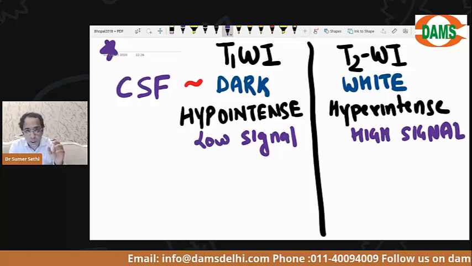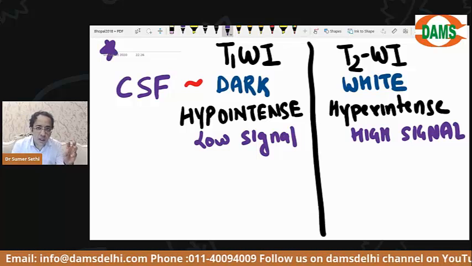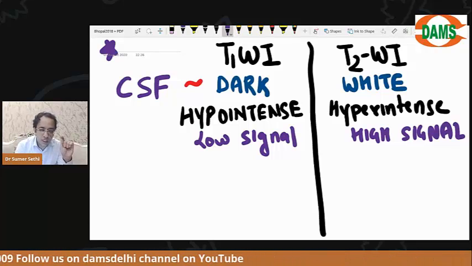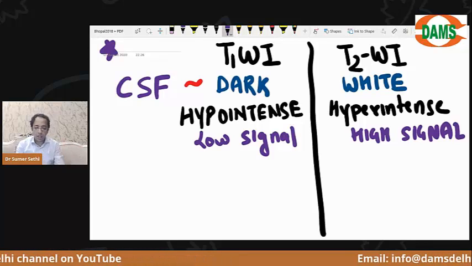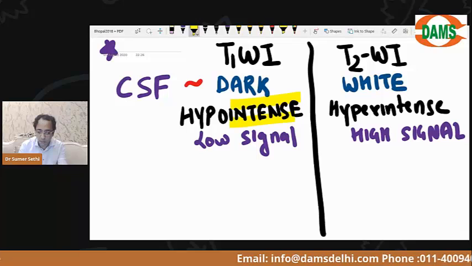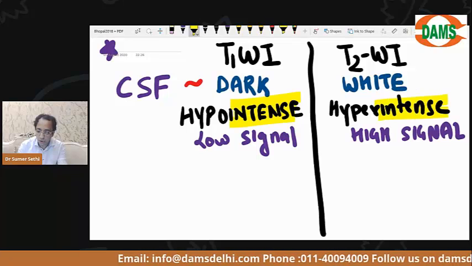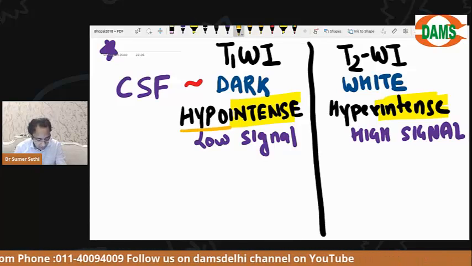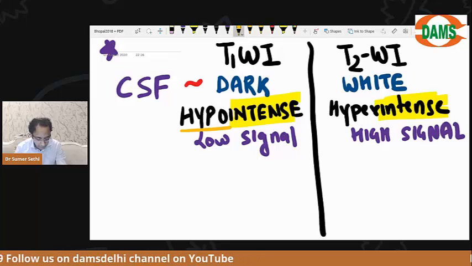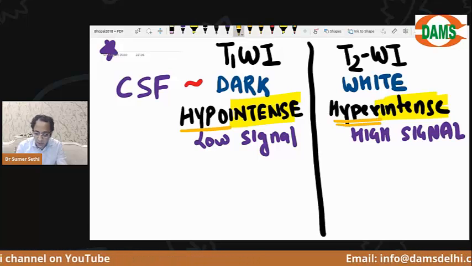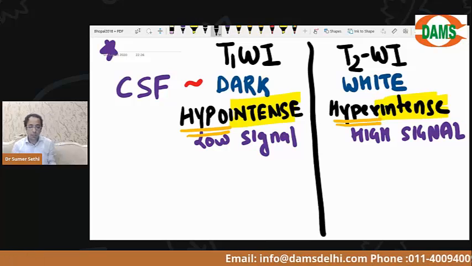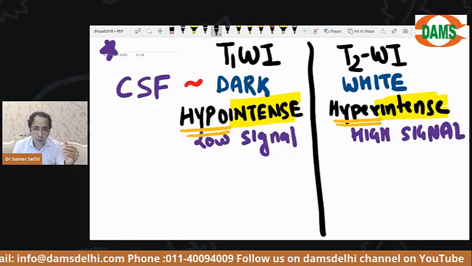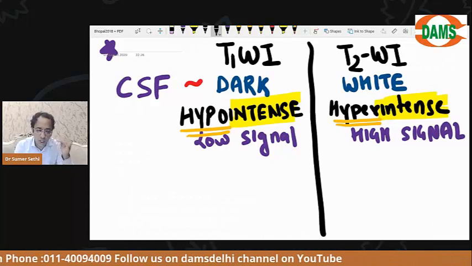Everybody clear? Now see, in CT scan my language was hypodense, hyperdense. In CT we use the word dense. In MRI, we use the word intense. So don't panic, all of you. This is the language of MRI, the language of medicine that we need to know. If it is dark, I will say hypo intense. If it is white, I will say hyper intense. Everybody clear?